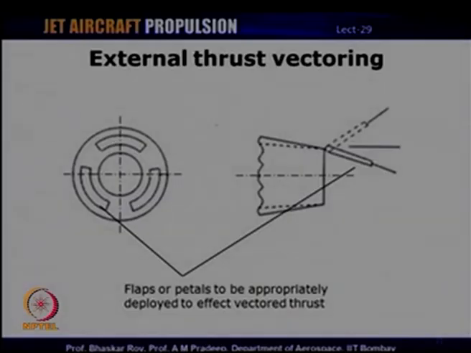So, in an external thrust vectoring, it is also possible to achieve thrust vectoring not just in the pitch, but also in the yaw direction. And besides this, of course, the whole nozzle itself can be vectored, in which case one can get vectored thrust in any desired direction.